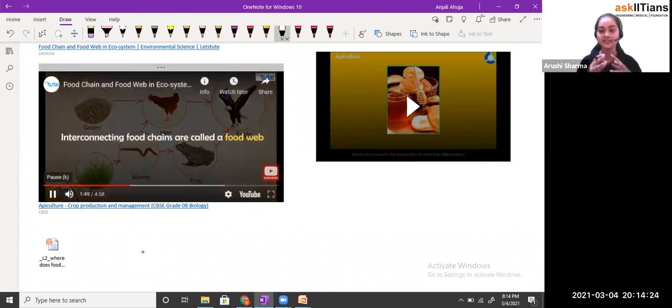So, students, the earthworm is eaten by both of them, the hen and the frog, and the hen also eats grass, or you can say grains. So that's how, students, the food chains are interconnecting with each other, and I have already told you that when food chains form a kind of network, we call it a food web. Fine.